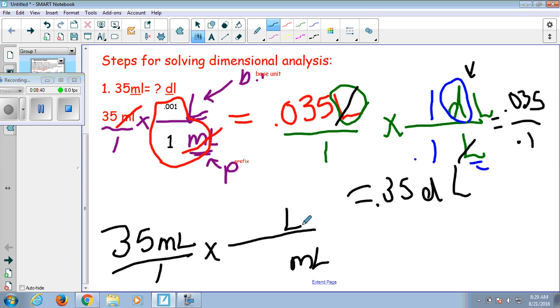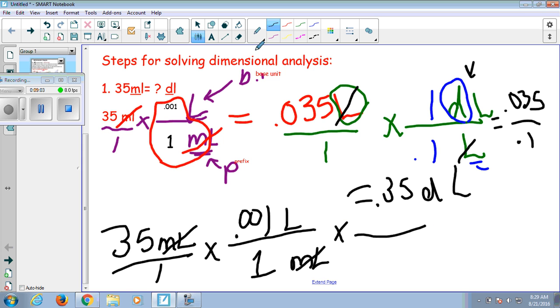I've already written a prefixed unit. When I already have a prefix in my conversion factor, that means the only place I can go is to my base unit. Milliliters, I'm going to go ahead and cancel. I put 1 with the prefix. The meaning of the prefix goes on top. Now I have liters, but that's not what I'm asked for.